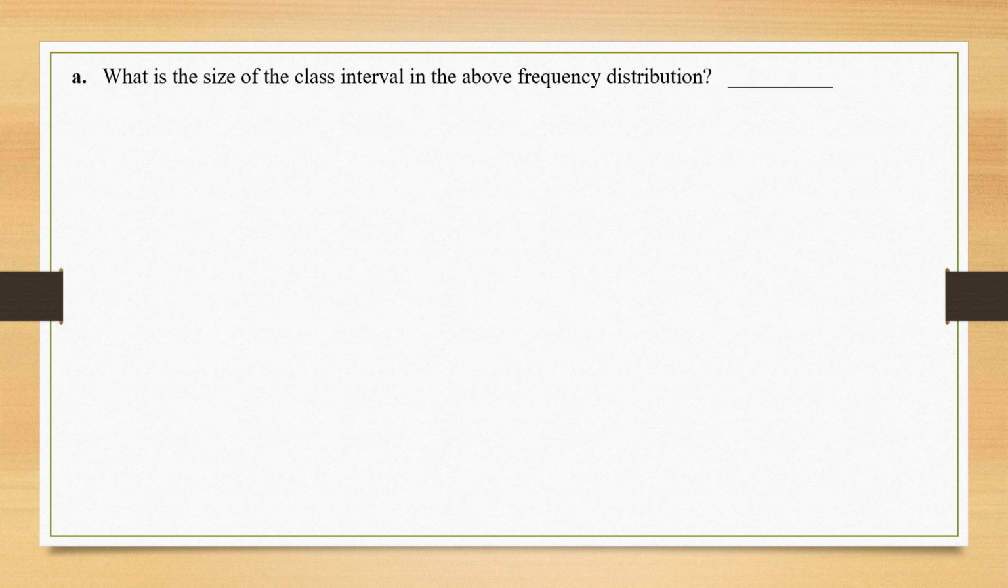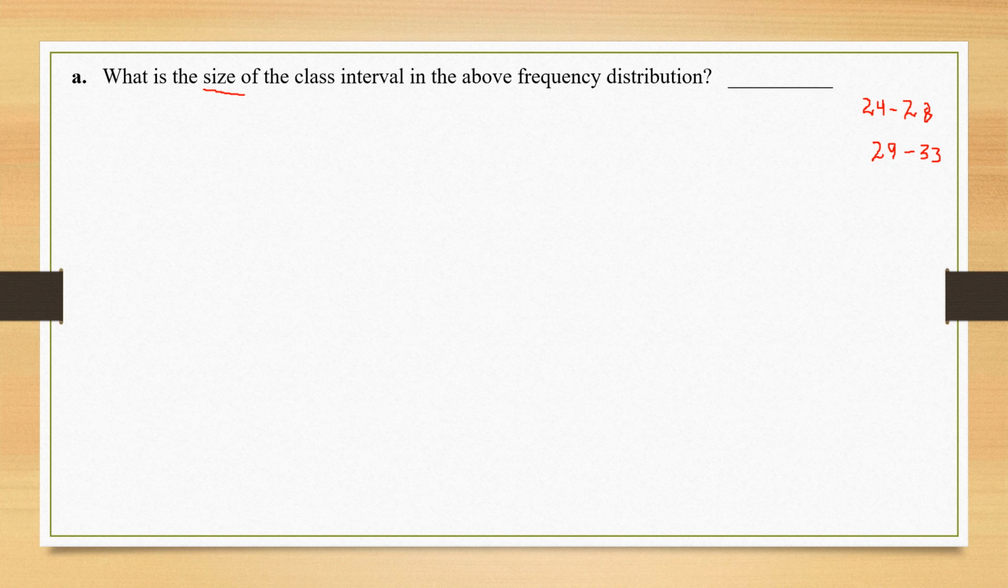So my dear student, here we have to find out the class size. Class size means, look at the groups. The first group we have is 24 to 28, and the second group is 29 to 33. Class size means how many numbers are there in one class. We have different methods to find the class size.